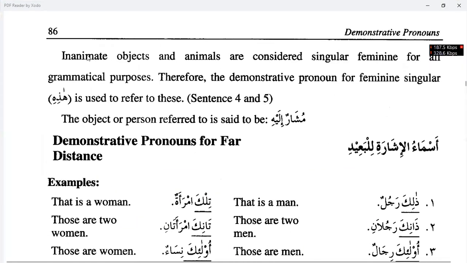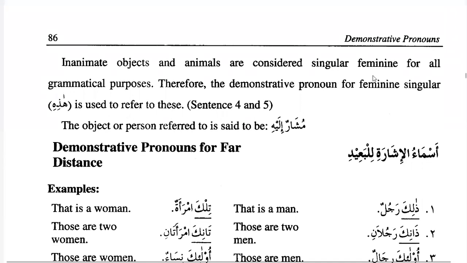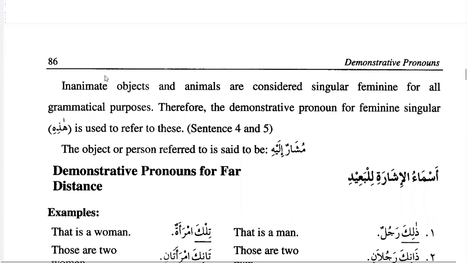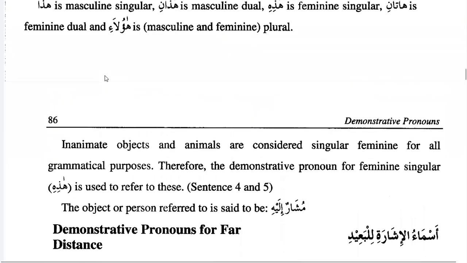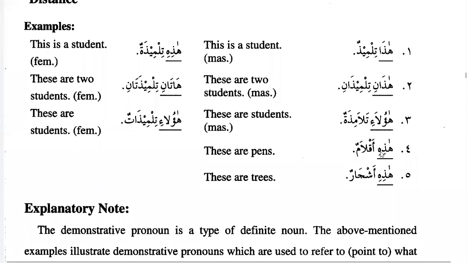Yes. Mr. Muhammad Usman Ambala. Oh, okay. This one. Inanimate objects and animals are considered singular feminine for all grammatical purposes. What is therefore the demonstrative pronoun? I get it now. What did you get? Tell me. Like for objects and animals, they are all considered singular. Even though they are in plural, they are considered singular. The plural form is considered as singular feminine. So if we have one pen, we will say hada kalamun. But if we have plural pens, then we will say hadihi.